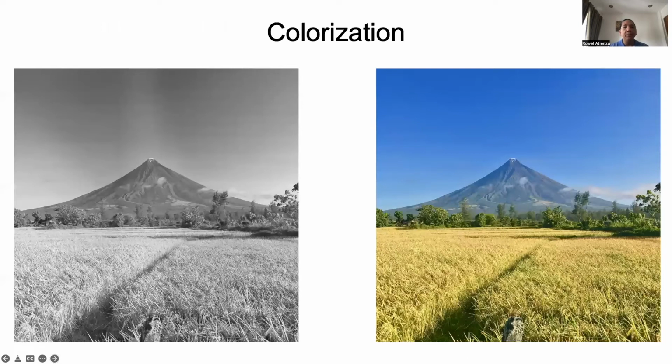Another application of autoencoders is colorization. Colorization is like the reverse of denoising. Given a grayscale image, the neural network adds proper color while keeping the semantics correct. For example, the rice field is green and the sky is blue. It is reverse denoising since we add color, or good noise, to the input data.